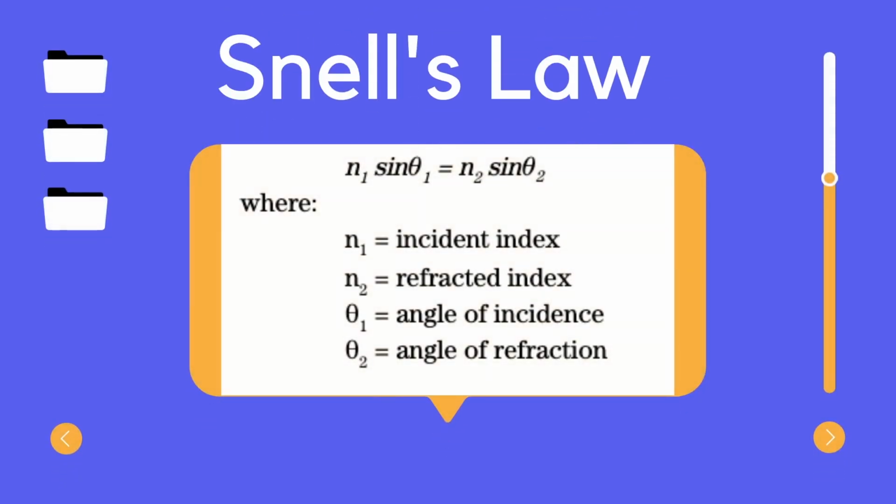In order to measure the speed of light in the gelatin samples, the researchers made use of Snell's law. It is used in finding the relationship between the angle of light before it goes into and after going through a medium. Snell's law is defined by the equation: incident index times sine of angle of incidence equals refracted index times sine of angle of refraction.